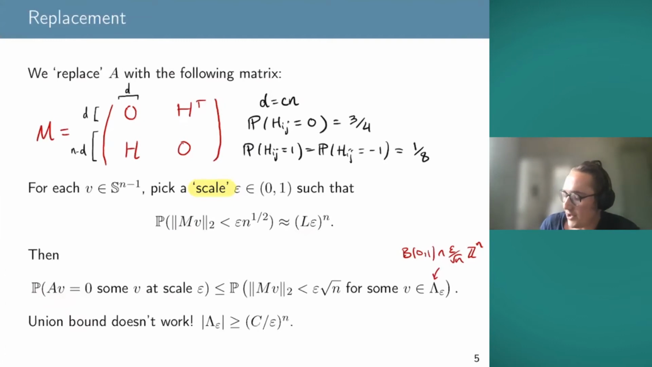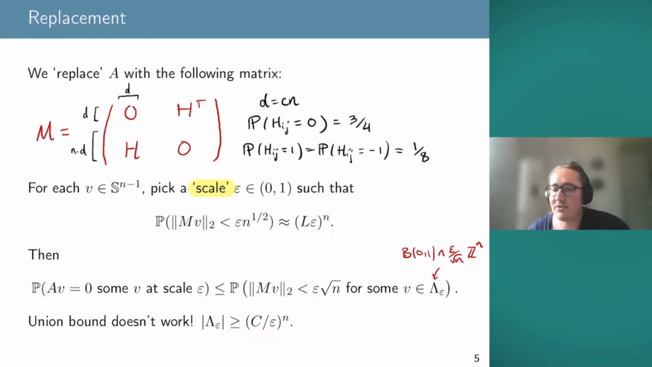Good. So yeah, we can try and do a union bound again, but the problem is immediately it doesn't work. Why? Well, if we want to do a union bound, let's think about the size of this discrete sphere. It turns out it's essentially 1 over epsilon to the n. But the probability of this event happening, we've just said, by definition, it's L epsilon to the n. So when I multiply this quantity by this quantity, I get something much larger than 1, which isn't a great bound on a probability. The problem is this net is too large. Here you should think of L as some large constant. So the net is too large.